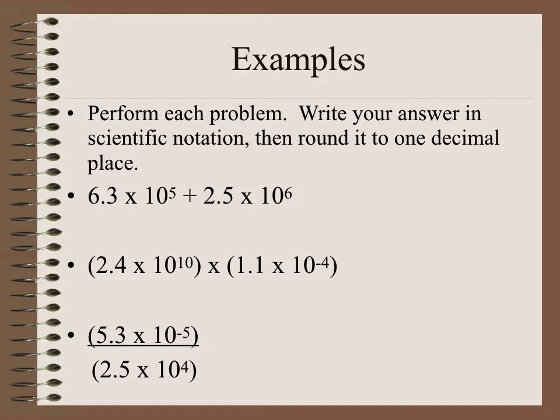In this first example, 6.3 times 10 to the 5th plus 2.5 times 10 to the 6th, you would get on your calculator 3,130,000. Notice that the number was small enough for it to fit on the display, so it wrote it in standard notation. In order to follow the directions, we need to then write it in scientific notation and round it to 1 decimal point, which would be 3.1 times 10 to the 6th.